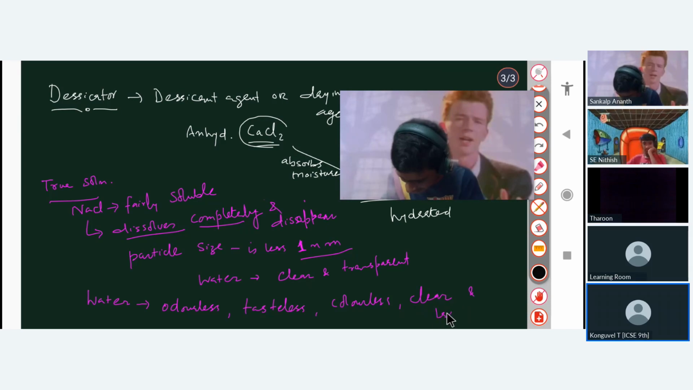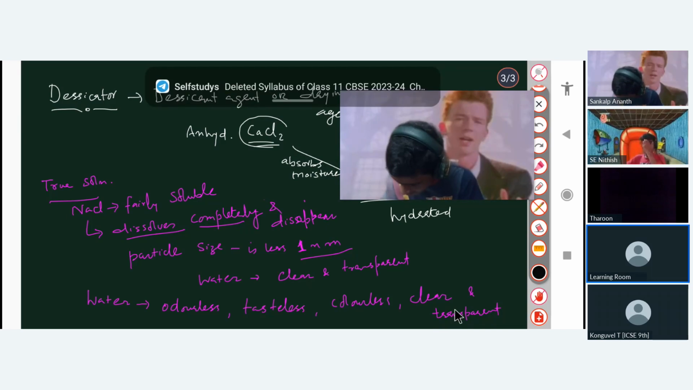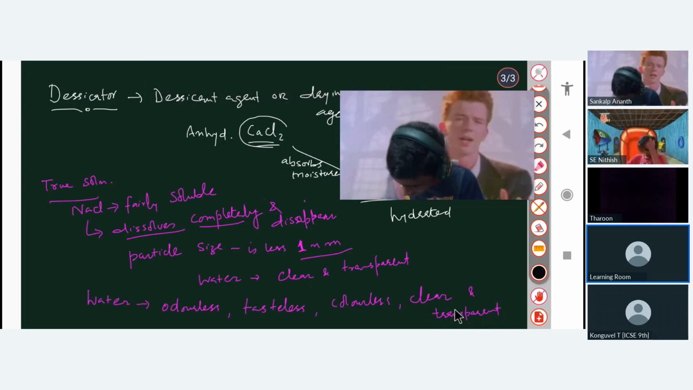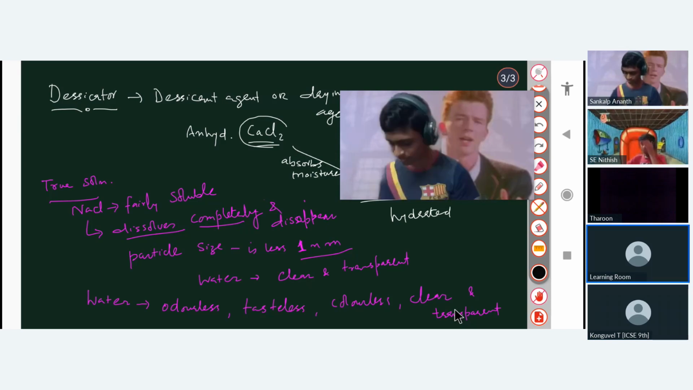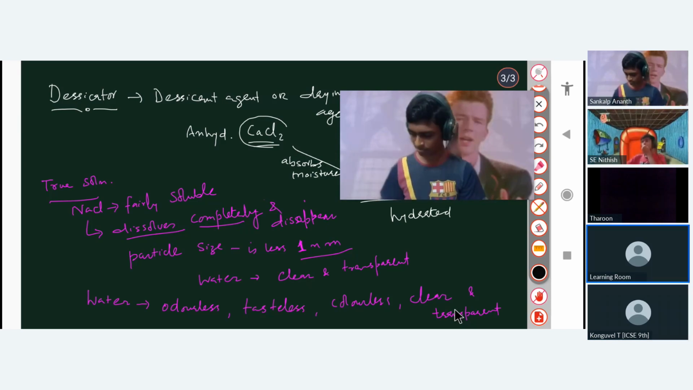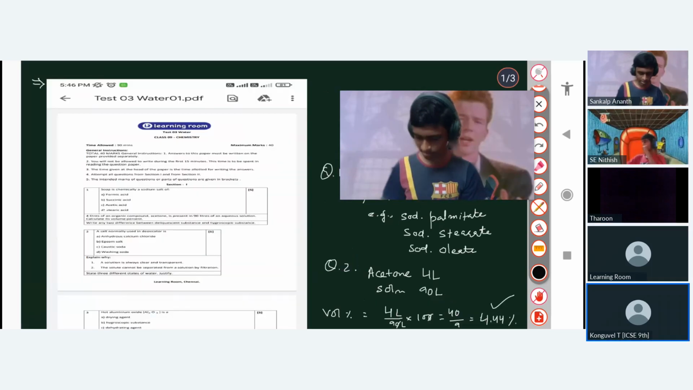So a solution will retain its property, water will retain its property, if we have such a salt which gets completely dissolved in it. If the salt doesn't get completely dissolved, then your solution will not be transparent. You have to remember that. Correct? Okay.